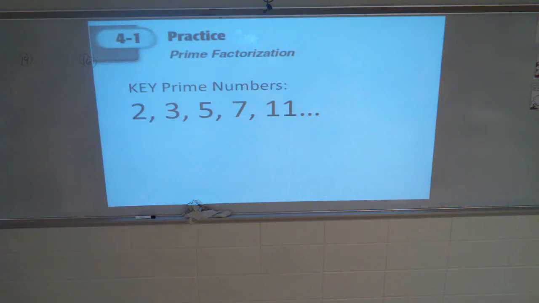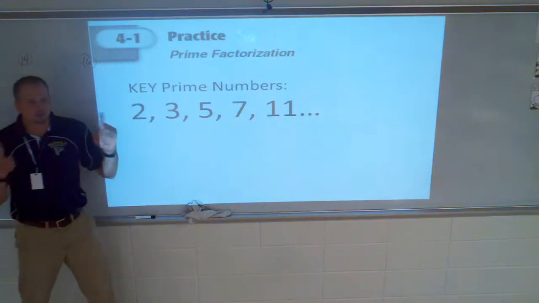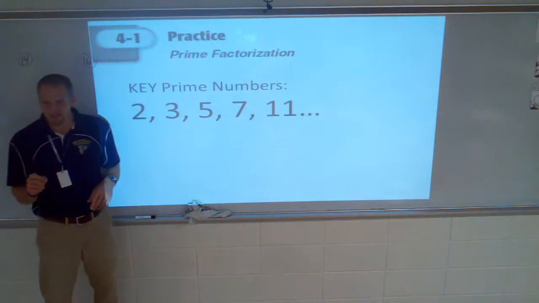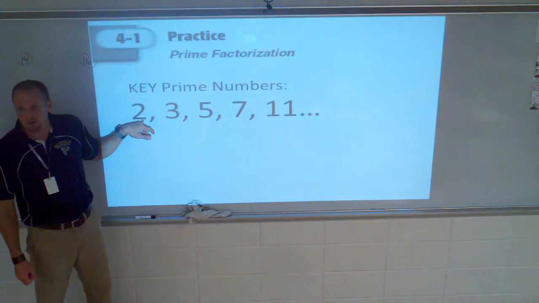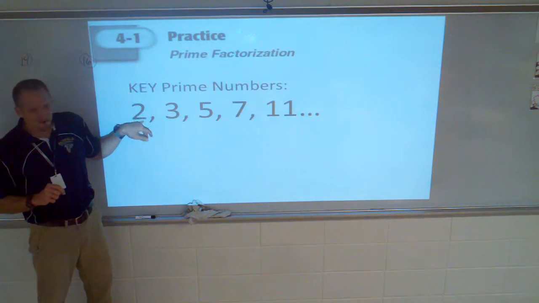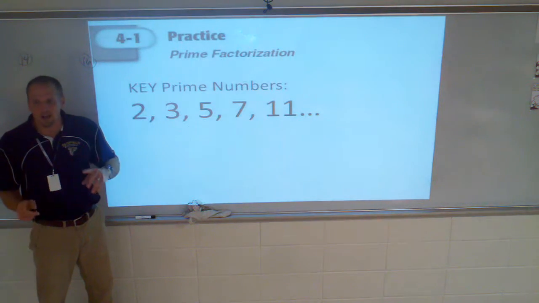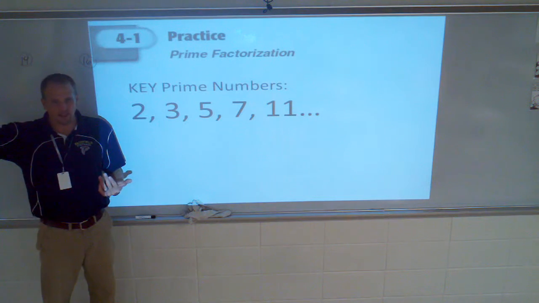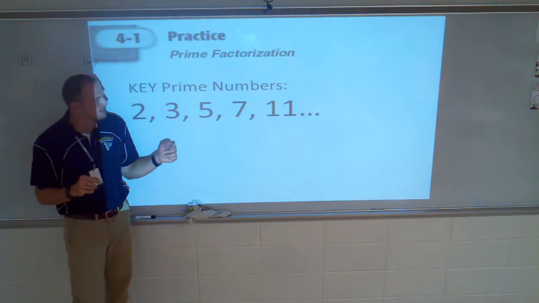Now, before we start it, I need to show you some numbers, okay? The first thing you have to know is whether a number is prime or composite. I think this is something we already know. A prime number is a number that can only be divided by 1 and itself. Okay? And you guys had that before? You guys have done that before, right? A prime number can only be divided by 1 and itself.